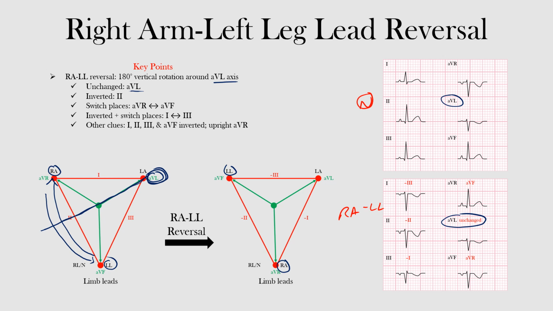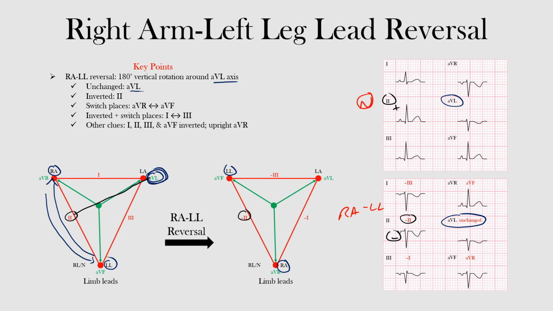Let me just erase this here. You can see that we're rotating around this, and here's lead 2. Because we're switching places, it's now inverted. So lead 2 now becomes inverted here. It goes from positive to now negative. So that's one thing to keep in mind.